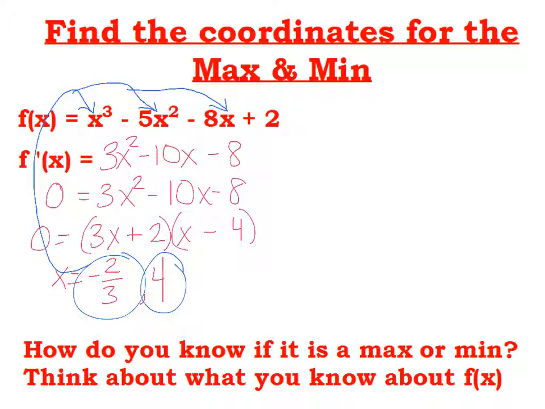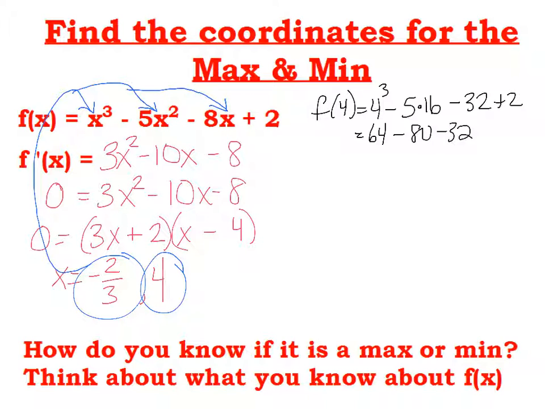Let's go ahead and do those. I'm going to plug the 4 in and see what I get. So f of 4 would get me 4 cubed minus 5 times 16 when I square it, minus 32 plus 2. All right, I got a negative 46. What I have then is an ordered pair (4, negative 46) that I know is going to end up being a min or a max. It's going to be one of those peaks or valleys.